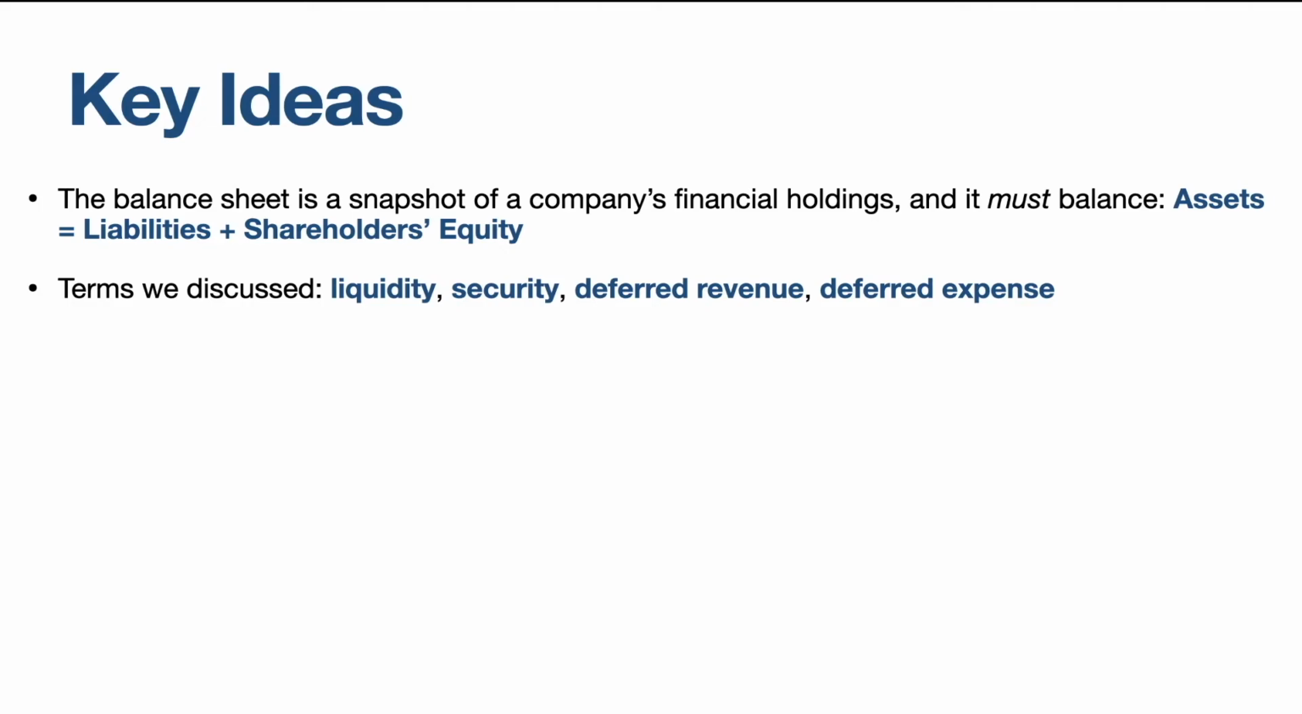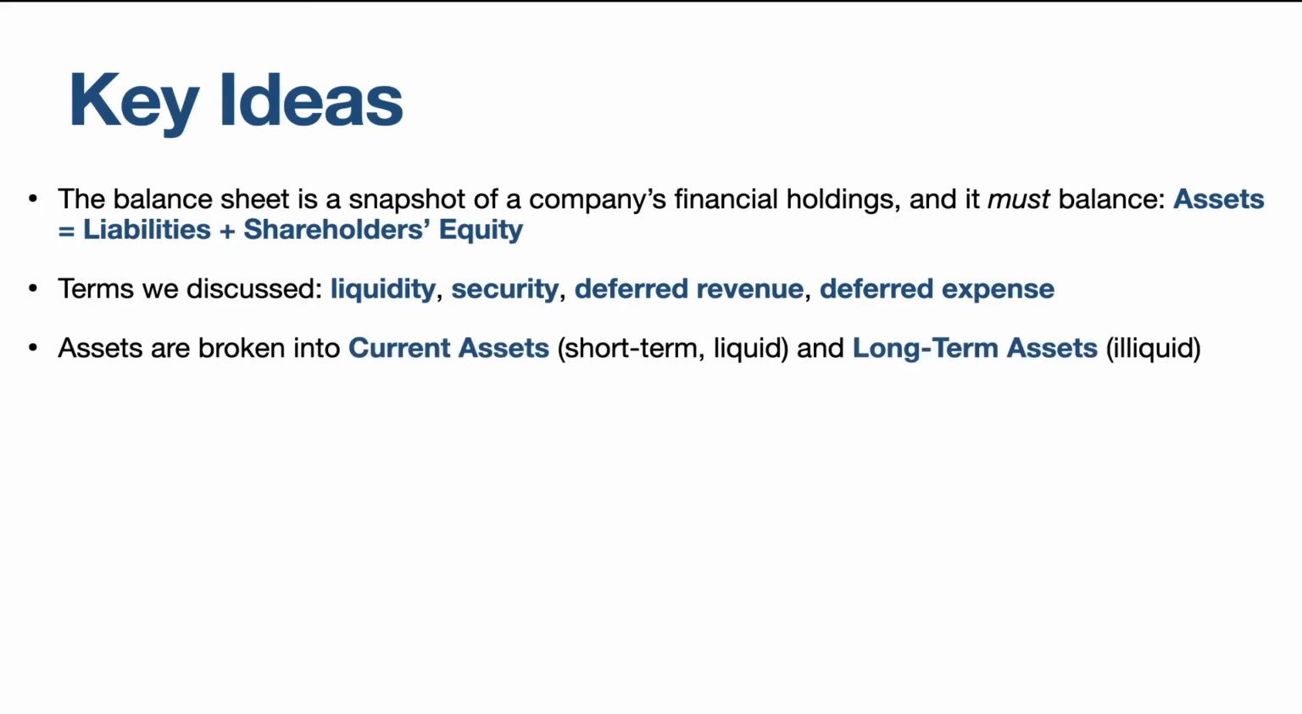Deferred revenue is money owed to you. You can also think of it as money you will get later. On the other hand, deferred expense is money that you owe, or a cost that you have to pay later. Next, looking at the balance sheet itself, you should know that assets are broken into current assets and long-term assets. Current assets are short-term and liquid, like cash or inventory that can be sold to earn cash. Long-term assets, as the name suggests, are illiquid, like a warehouse or a plot of land, and are typically things a business will use over an extended period of time.